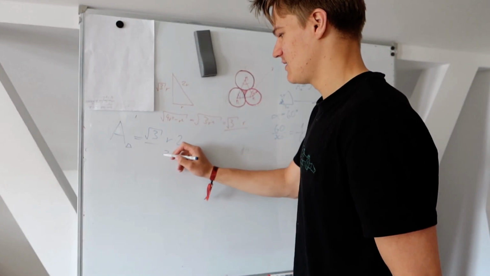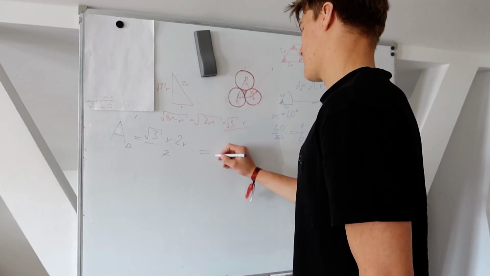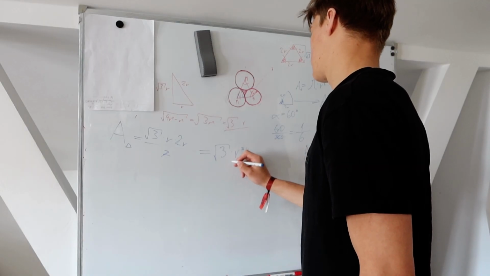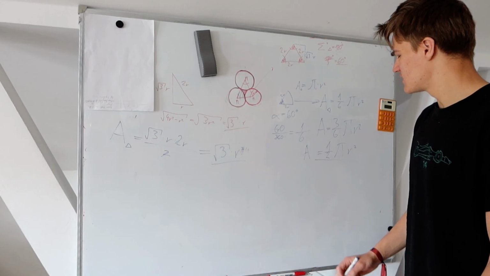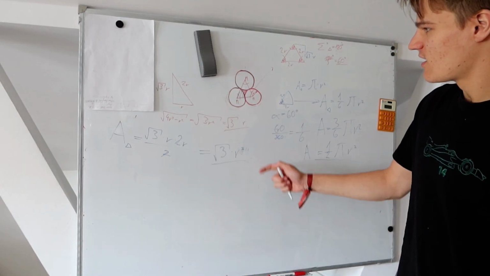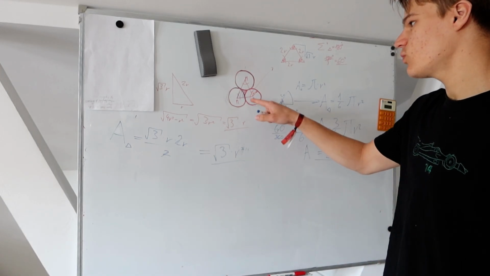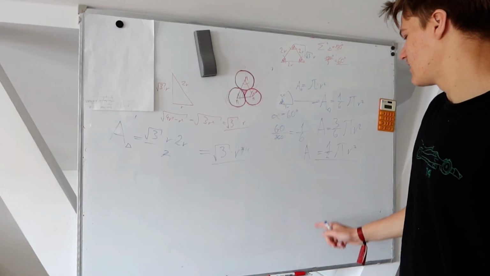Okay, yeah, some of you guys see this. 2, cancel that out. This is just the same as square root 3 times r squared. And there we go. Simple as that, guys. Easy win. Now, all we need to do is just, again, how do we find the inner area? We just take the outer triangle and subtract this.